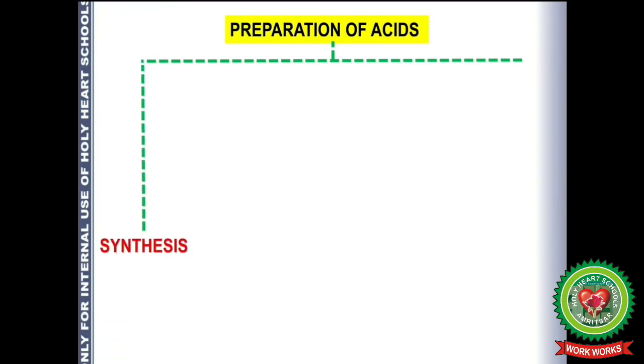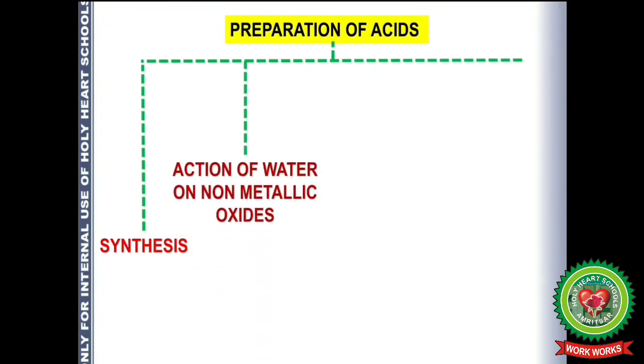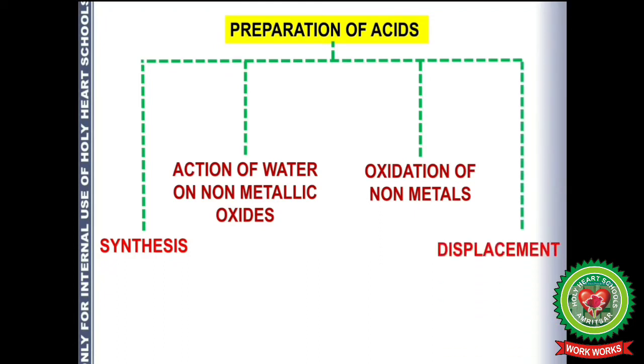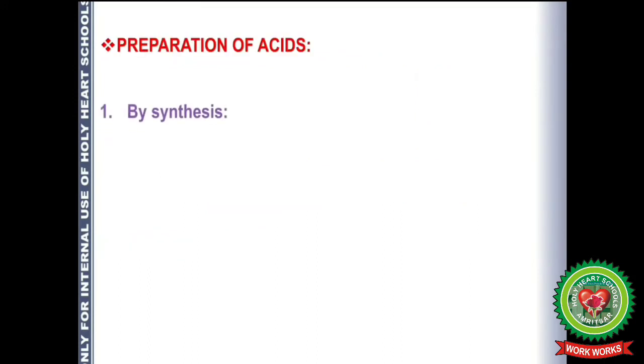The first method to prepare acids is by synthesis method, that is direct combination. The second method is by action of water on non-metallic oxides. The third method with which we can prepare acids is oxidation of nonmetals. And the fourth one is displacement. We can also call it double displacement.